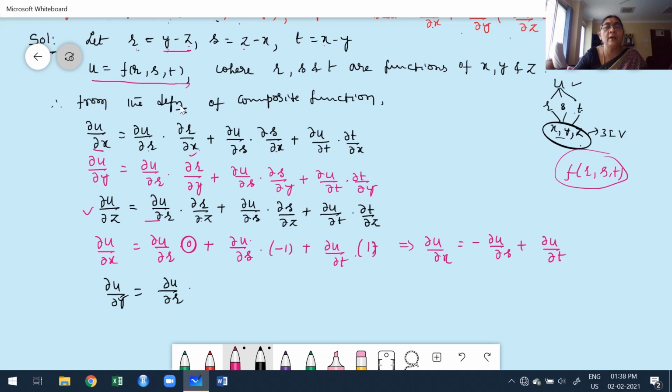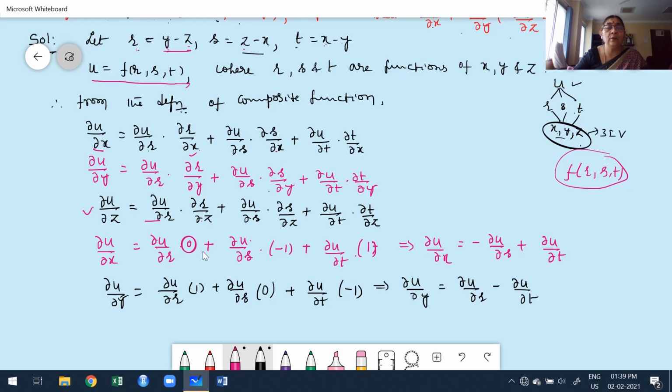R is a function of y and z. With respect to y, 1 minus 0. What we get actually? 1. Plus dou u by dou s into partial derivative of z with respect to y. It's not a function of y. Z and x is constant. What is derivative of constant? It is 0. Plus dou u by dou t into partial derivative of t with respect to y, 0 minus 1. Suppose you simplify that, what we get? Dou u by dou y is nothing but dou u by dou r minus dou u by dou t.